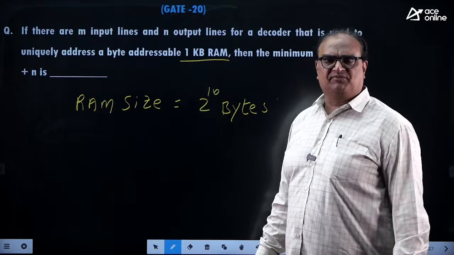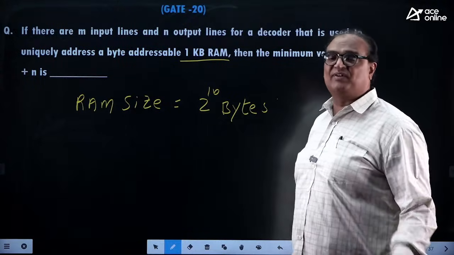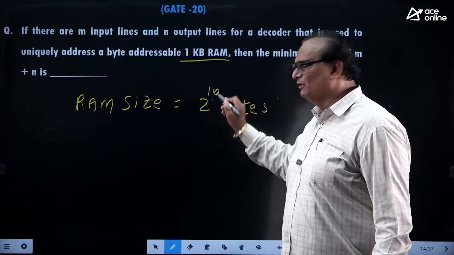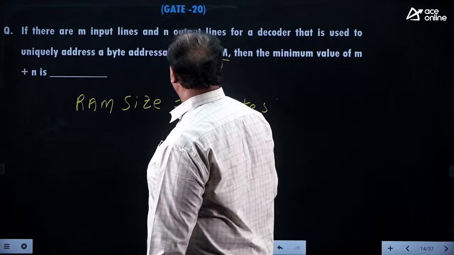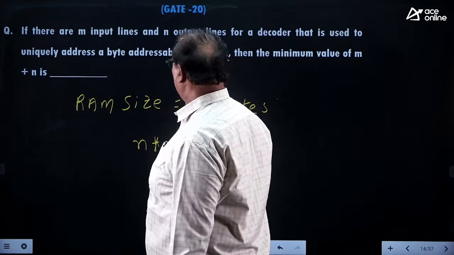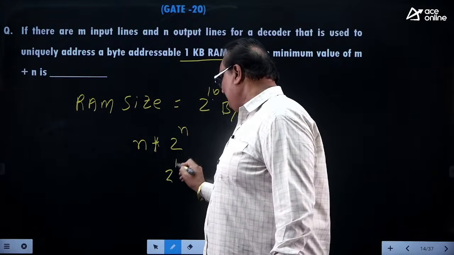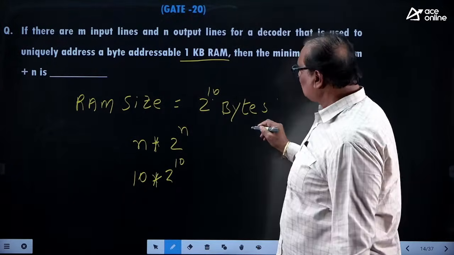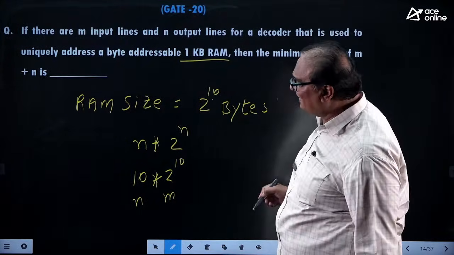To address a memory chip, we require a decoder. The name of the decoder is memory address decoder. The number of outputs needed for the decoder must be equal to the number of words present in the memory. Here, how many words are present? 2 power 10. So the size of the decoder is N input, and the maximum number of outputs is 2 power N. Here, 2 power N is 2 power 10, so automatically N is equal to 10. He asked the M plus N value.